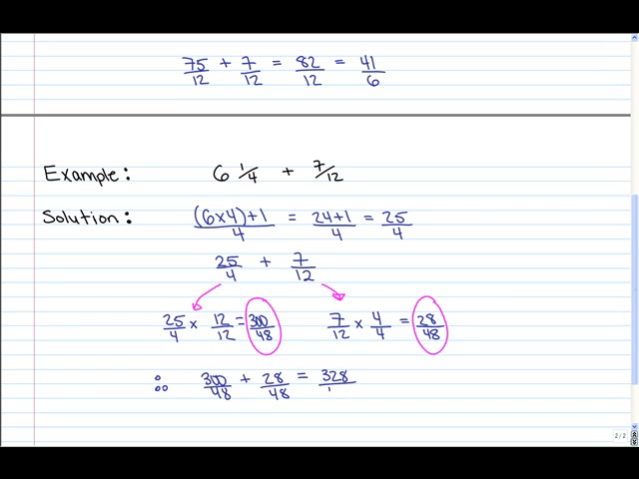328 over 48. Now we can reduce this final fraction by dividing by 8 everywhere, and that would reduce to 41 over 6, which is the same answer that we obtained up above.